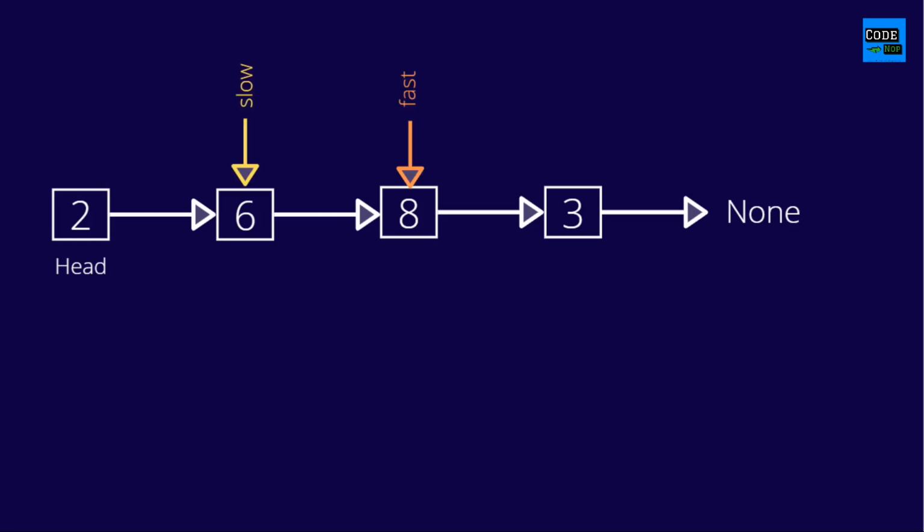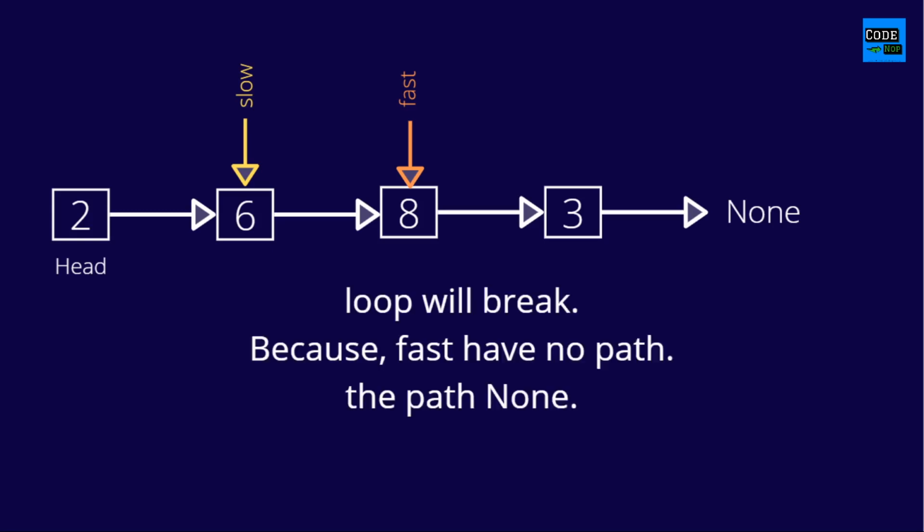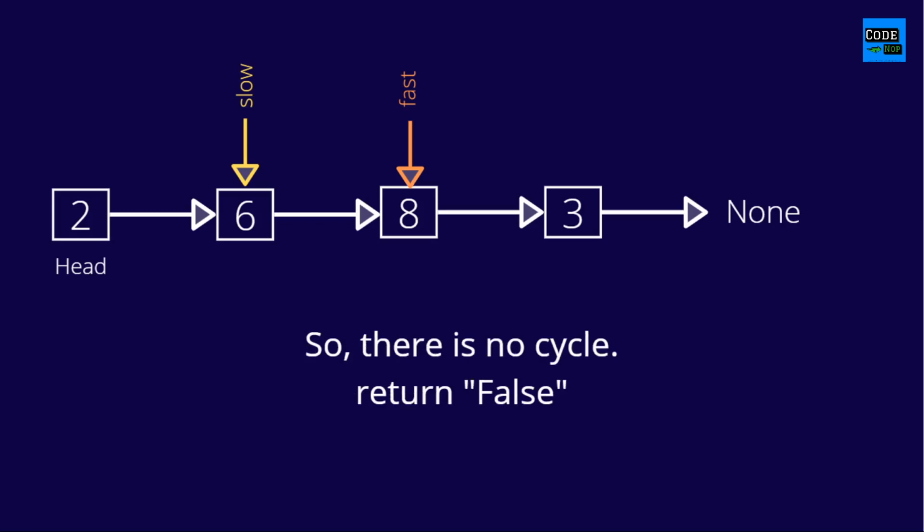When we reach this position, fast cannot go, because fast goes two steps at a time and there is only one step left, just 3. There is no second step. So the while loop will break, because fast has no path, the next is None. So there is no cycle, and we return false.